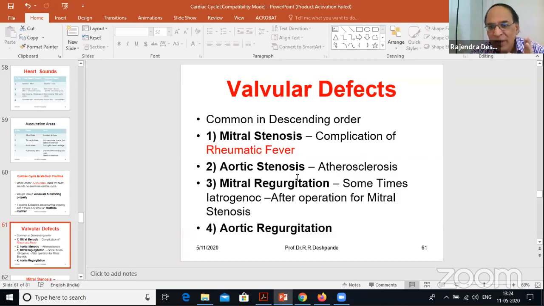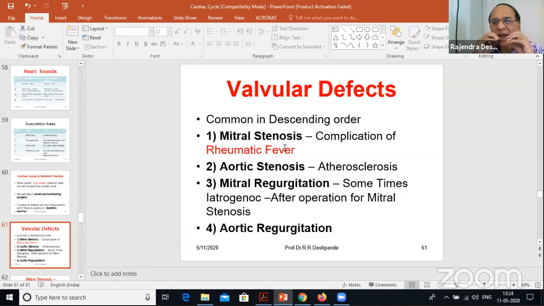And this is a complication: mitral valves get affected because of the rheumatic fever, and mitral stenosis causes the murmur. Remember, aortic stenosis is very common due to atherosclerosis in old people because of the lipid dyslipidemia. Mitral regurgitation, what is the difference?